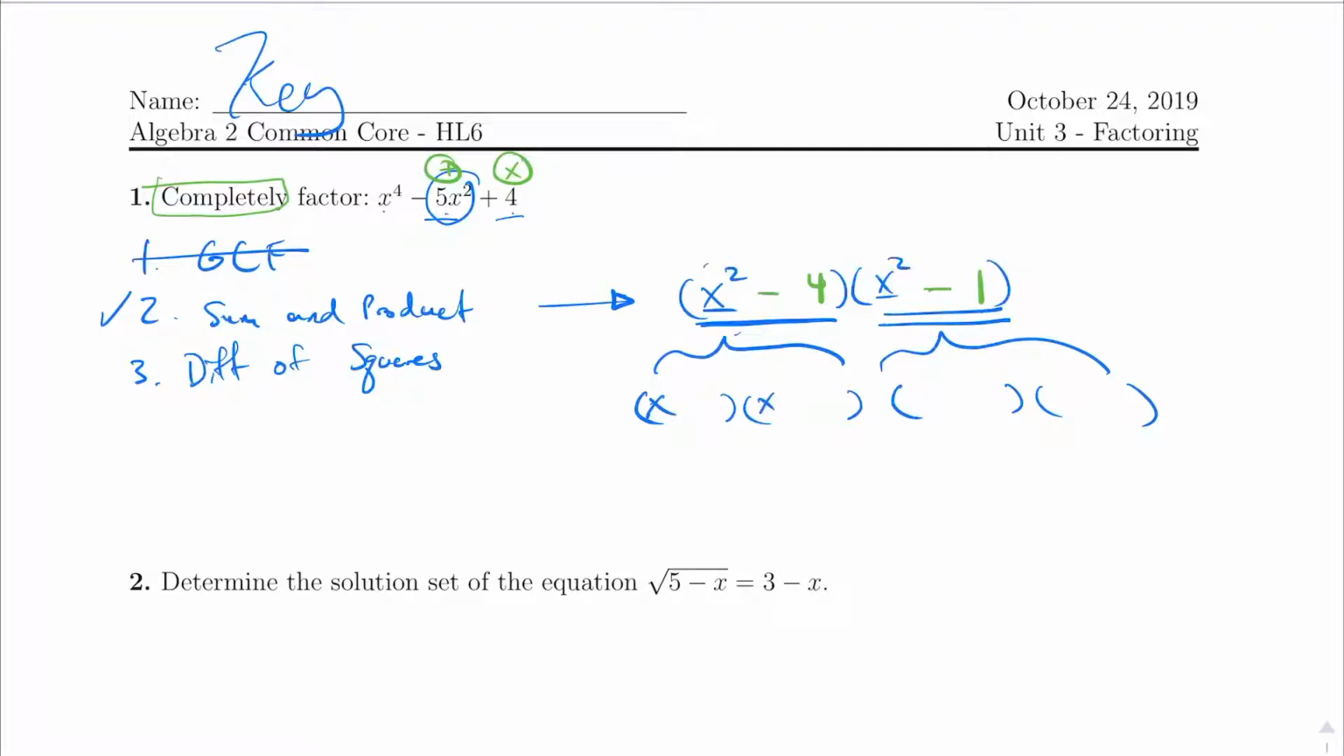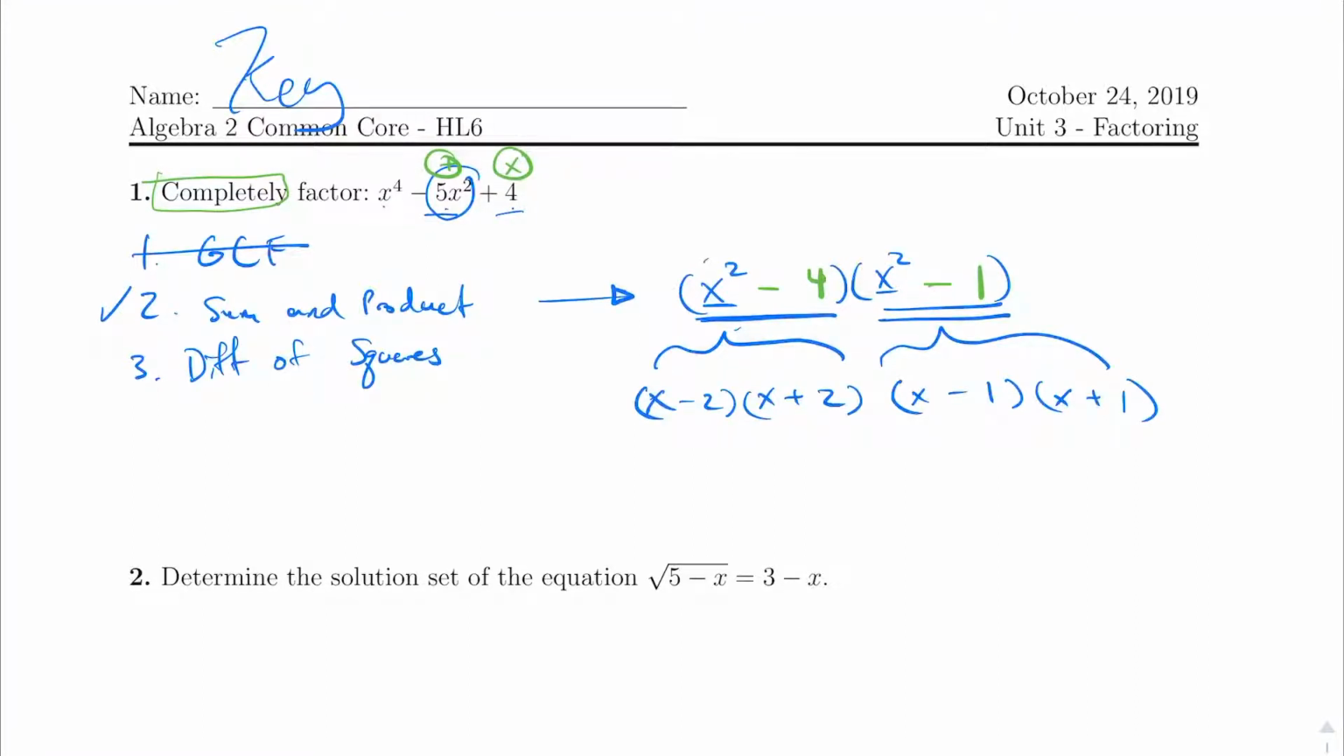So x times x gives us x squared, minus 2 plus 2 gives us -4. x times x gives us x squared, -1 and +1 gives us -1. And now we've got the whole thing completely factored into 4 factors.